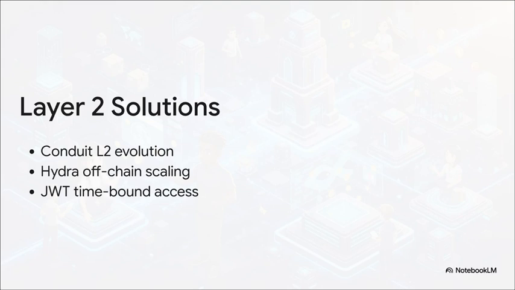Developers are looking really closely at Conduit, which is the evolution of Cardano Lightning, and Hydra off-chain scaling solutions to absolutely crush those costs. There's also this incredibly clever Web 2 hybrid approach using JSON Web Tokens, or JWT. Basically, an agent makes one slightly larger on-chain payment and in return gets a JWT token for unlimited access to an API for, say, 5 minutes. Zero on-chain fees for all those subsequent pings.